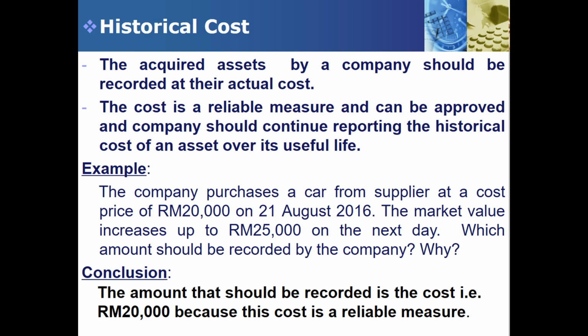1. Historical cost. The assets acquired by a company should be recorded at their actual cost. The cost is a reliable measure and can be verified, and the company should continue reporting the historical cost of an asset over its useful life. Example: the company purchases a car from a supplier at a cost price of Rs 20,000 on August 21, 2016. The market value increases up to Rs 25,000 on the next day. Which amount should be recorded by the company? Why? Conclusion: the amount that should be recorded is the cost, Rs 20,000, because this cost is a reliable measure.